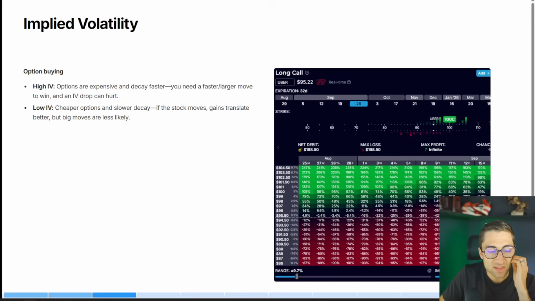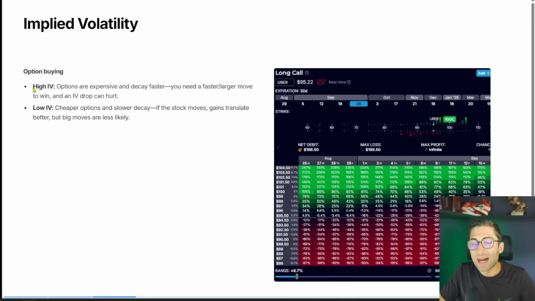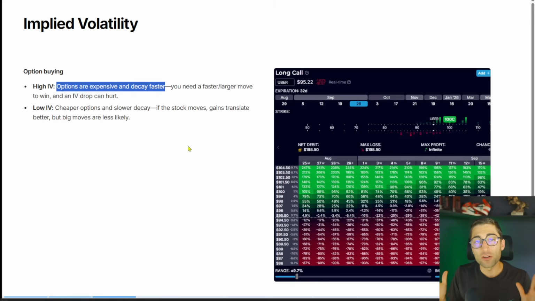So the very first thing you see here is that high IV and low IV can affect option buying. And here's how. High IV means your options are decaying fast. It also means that there's an expected large move that can happen. And that means it could also go against you in a big way, which means within days, within weeks, your options can go straight to zero. So that implied volatility is a good thing. It's also a bad thing. And I'll tell you how to work that into your favor.